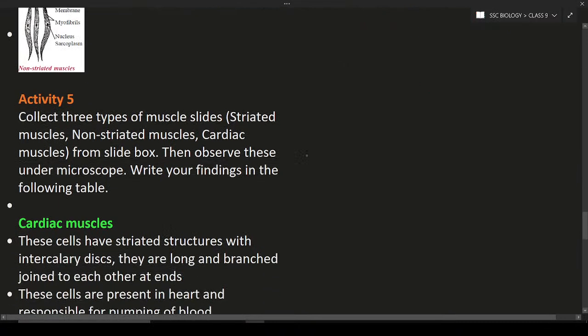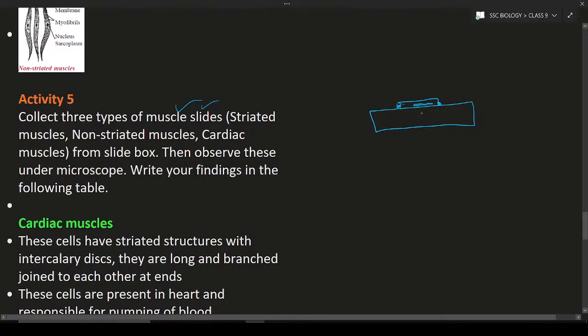So there is activity 5. In this activity, you have to collect 3 types of muscle slides, that is, permanent slides. What is meant by a permanent slide? A permanent slide is nothing but a small glass plate. Over this some tissue is placed, and over the tissue a glass cover slip is placed, and gum is attached over there. Some kind of glass coating gum will be there and it will be attached. So this slide will be a permanent slide, and you can use it to observe anytime.